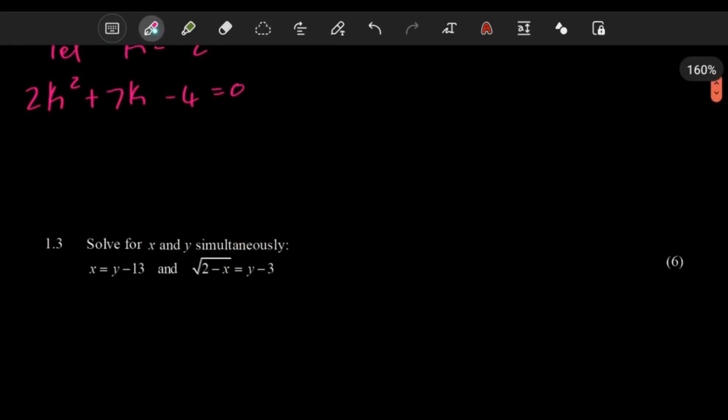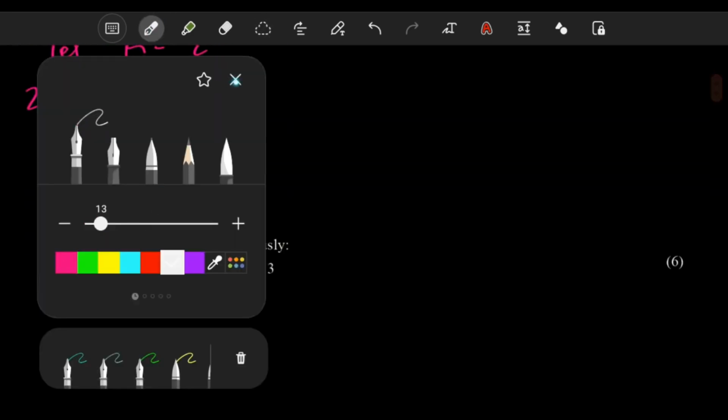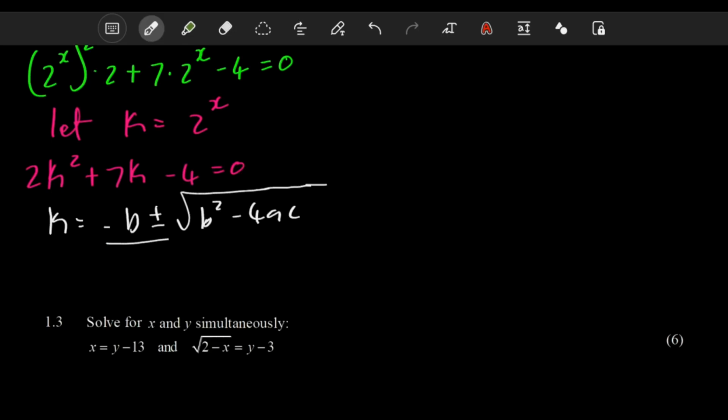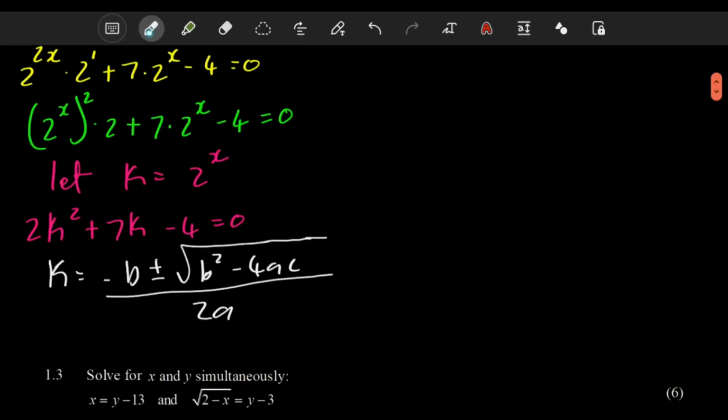But let's see here. Obviously you can work this out using the quadratic formula. So here you can say k is equal to minus b. The amount of times I've written out this formula.